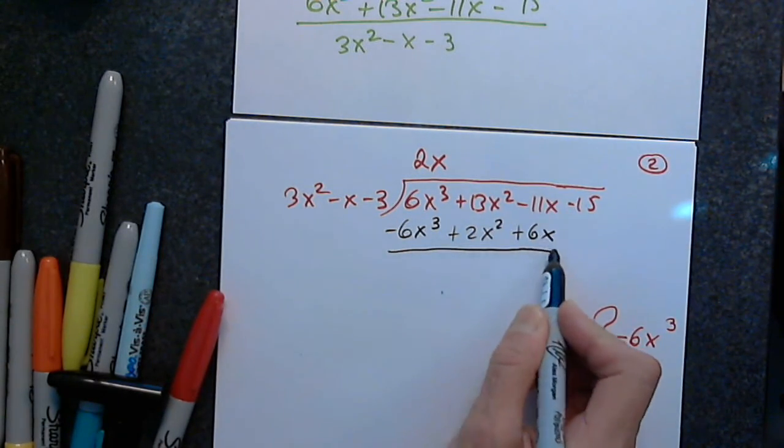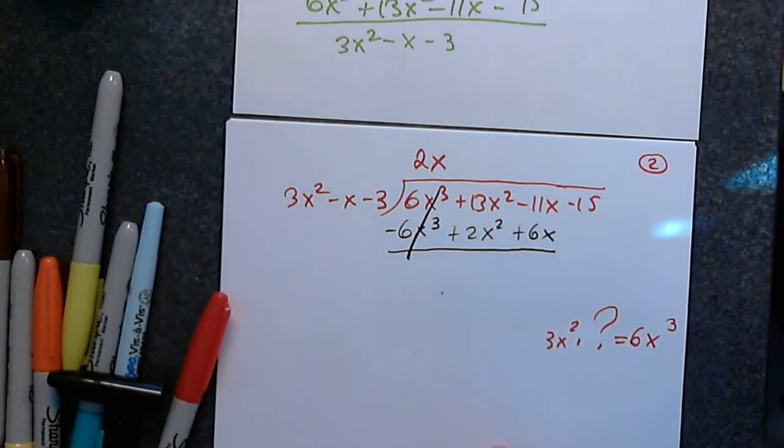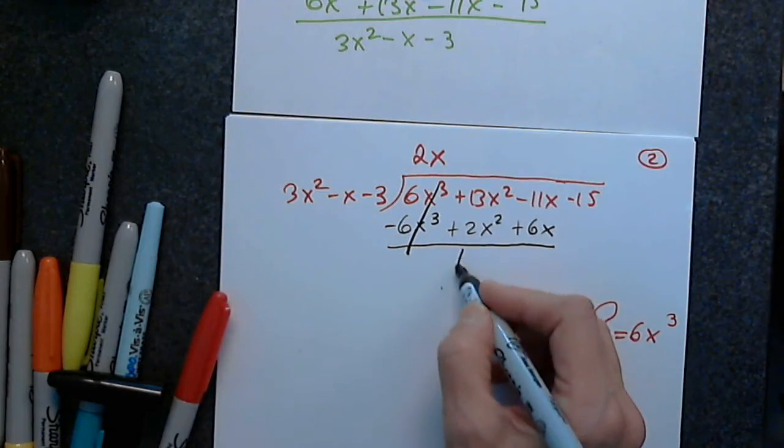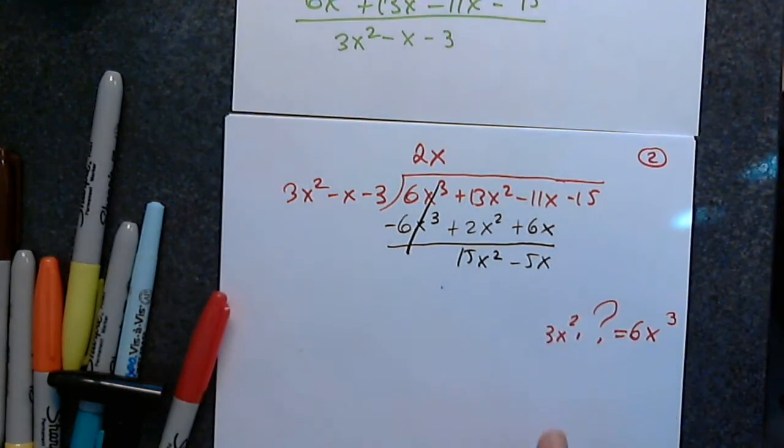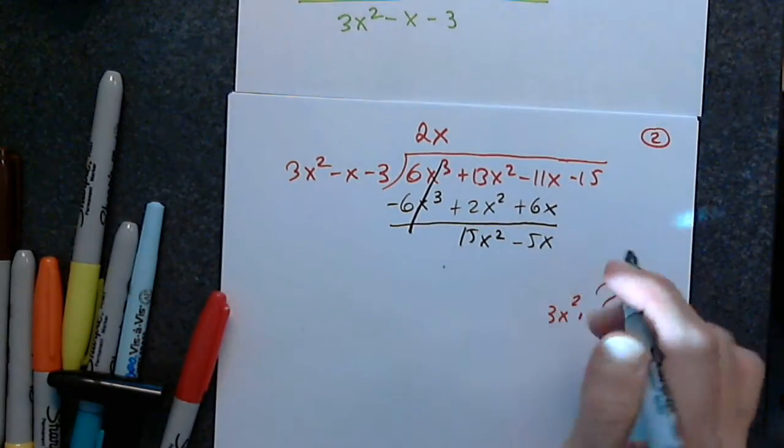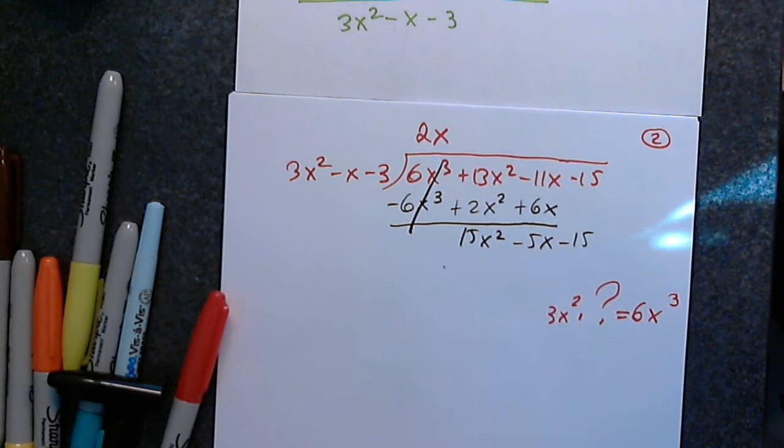I perform the operations I see. Gone. 15x squared minus 5x, and I bring down the next in line.